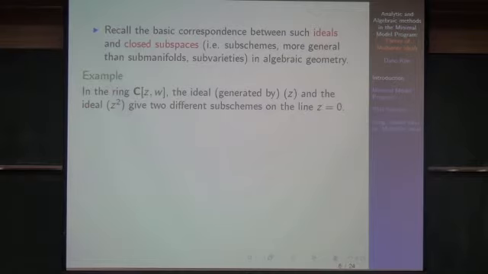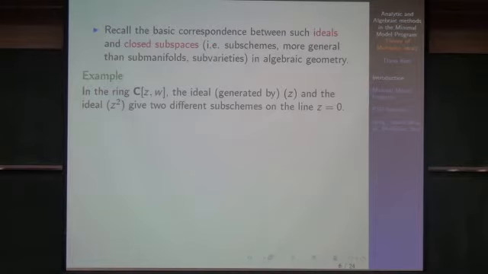So let's recall some basic notions in algebraic geometry. We have this correspondence between ideals in rings and submanifolds or subschemes. When you allow some singular points in the manifolds, then it is subvarieties. And when you allow some nilpotent functions, it becomes subschemes. In complex analytic geometry, a subscheme is the same thing as a subspace or subanalytic space.